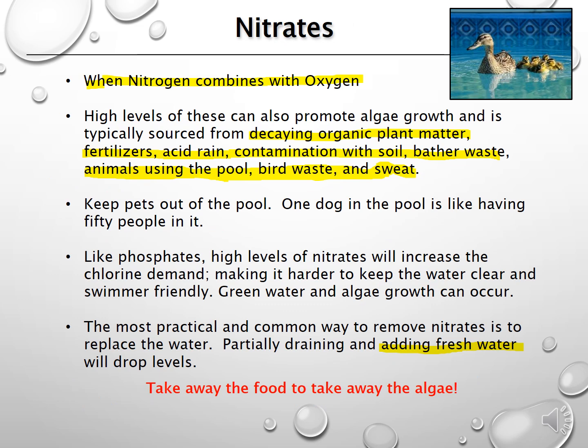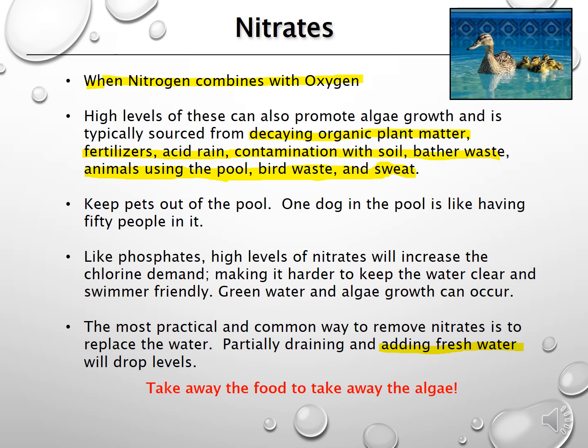When nitrogen combines with oxygen, it forms nitrates. High levels of nitrates can promote algae growth in swimming pools. The typical sources are from organic plant matter, such as leaves piling up on the bottom of the pool, fertilizers, acid rain, contaminated soil, bather waste, and even animals using the pool, such as dogs or birds, like ducks and geese landing on the pool, and even human sweat.